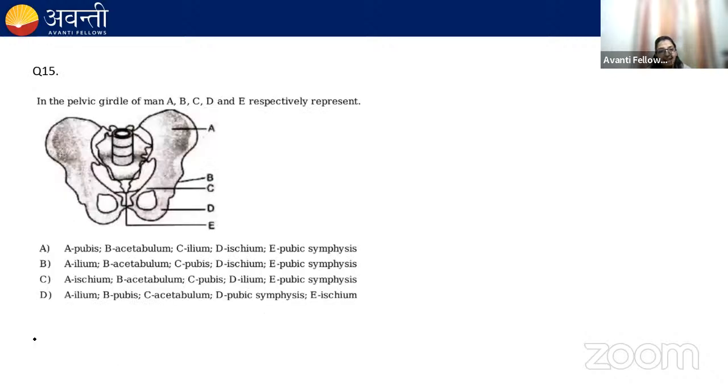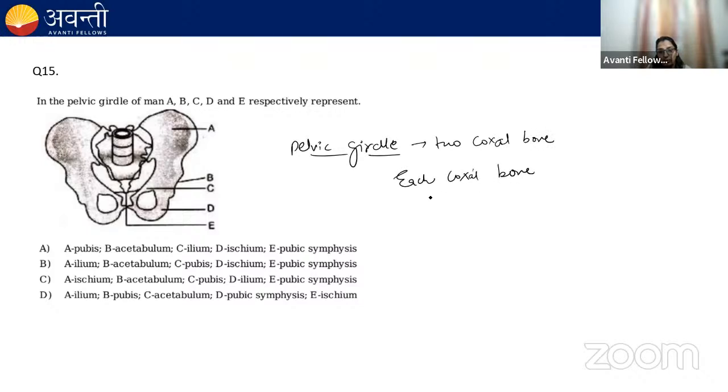Moving next, in the pelvic girdle of man, A, B, C, D, and E respectively represent. So the pelvic girdle helps in joining the two hind limbs with the central axis of the body. The pelvic girdle consists of two coxal bones, and each coxal bone is formed by the fusion of three bones.